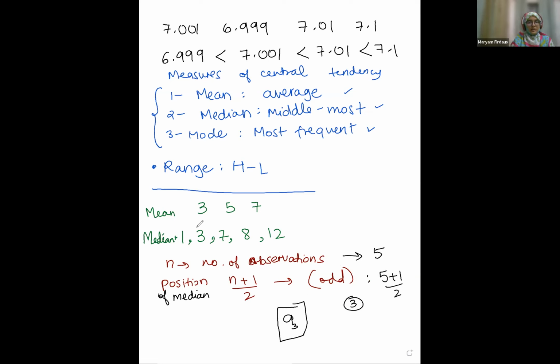In this case, what is the median? What is A3? Hiba? See, this is A1. A1 means first observation. A2 means the second observation. A3 means the third observation. A4 means the fourth observation. And A5 means the fifth observation, right? The median is not 3. The position of median is the third. So the third observation, 7. Yes, A3 or 7. That is going to be median.